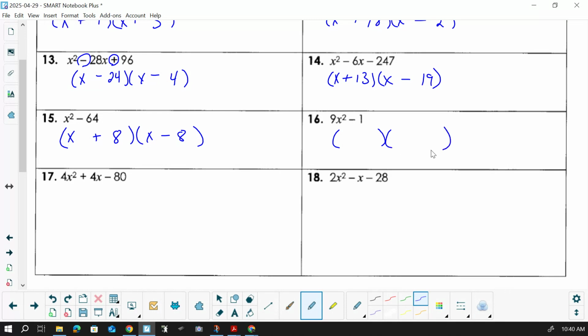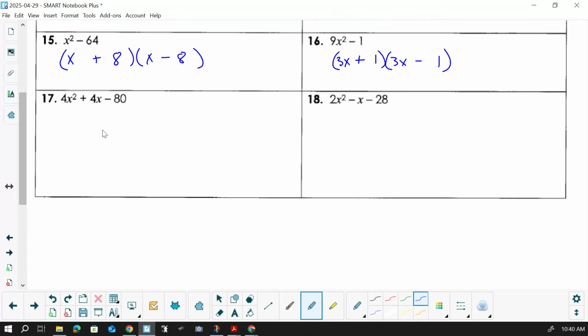Same with this one. Okay, it's got to be the same in both. So the only way we get a 9x squared would be 3x and 3x. A 1 is 1 times 1. Make one positive and one negative, and then try it. 9x squared minus 3x plus 3x, and then minus 1. That works.